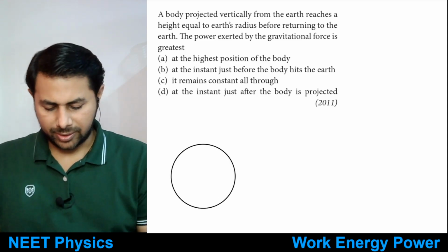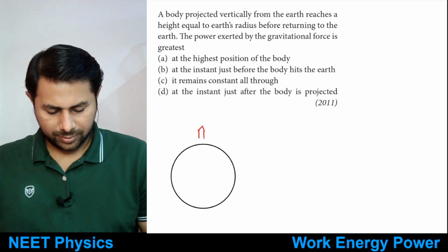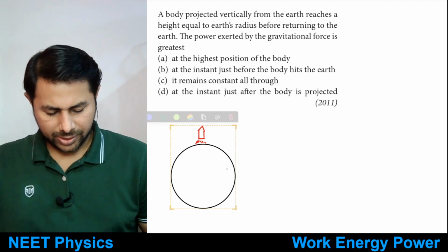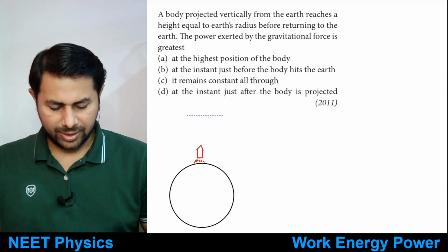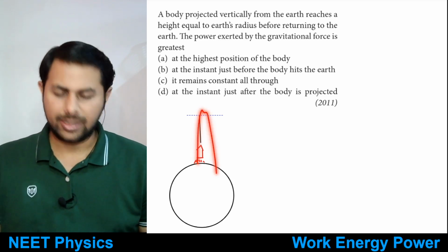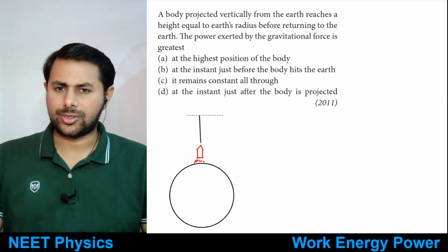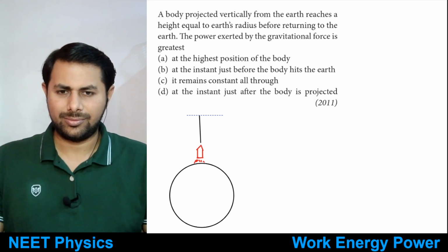Body is thrown from Earth, so you can think of a rocket. It's projected from Earth. It goes to some height, let's say till here, and it returns back. Where is the power maximum? This is the question. Power exerted by gravitational force. Anyone?